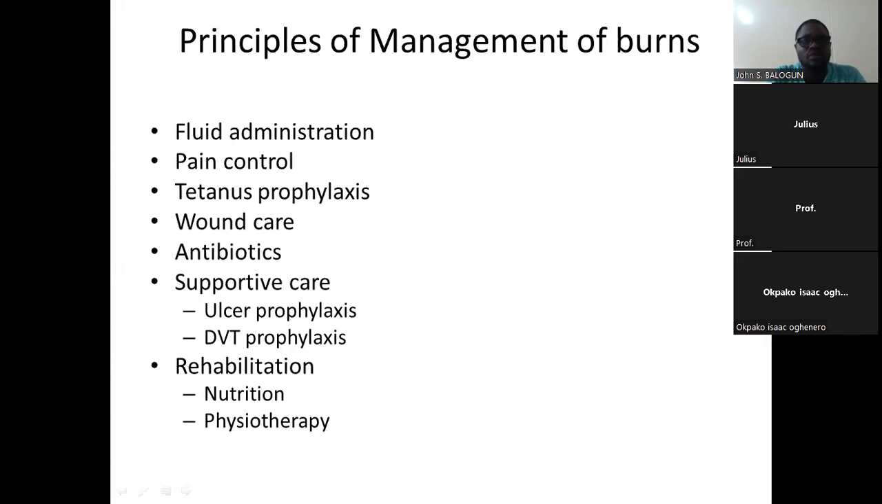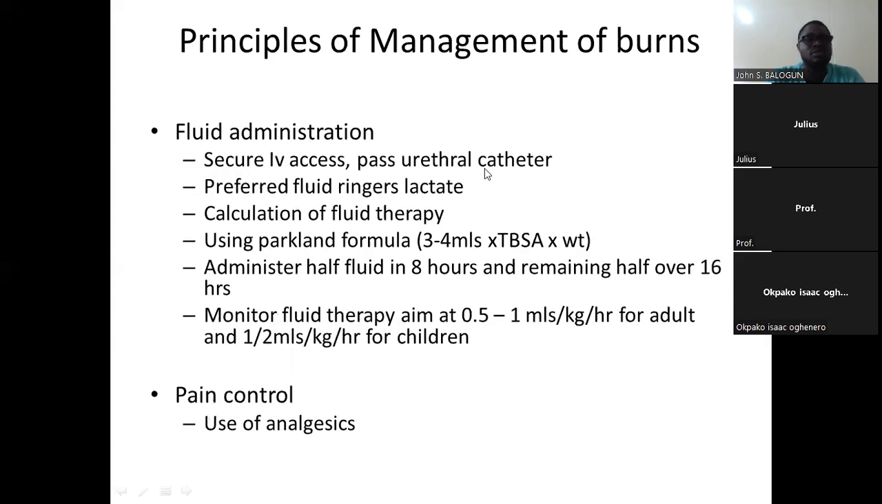So a major burn is a burn in which the total burn surface area is more than 15%. That means the part of the body that is burnt is more than 15% when it is partial thickness burn for adults. If the burn is full thickness upon your assessment and it's more than 10% for adults, it is a major burn.